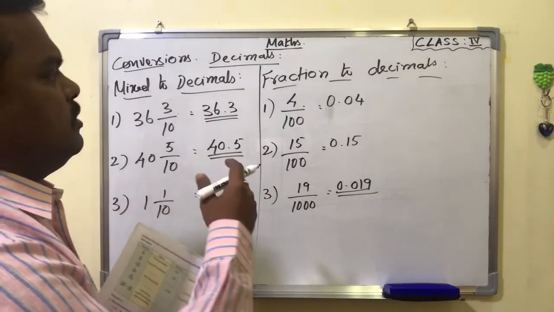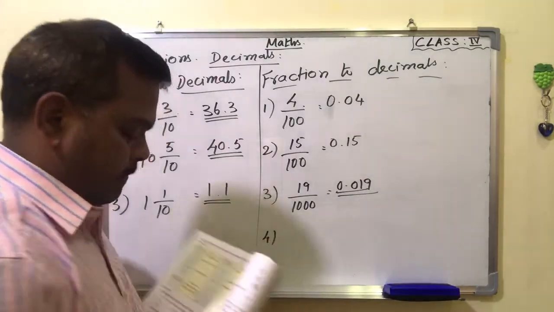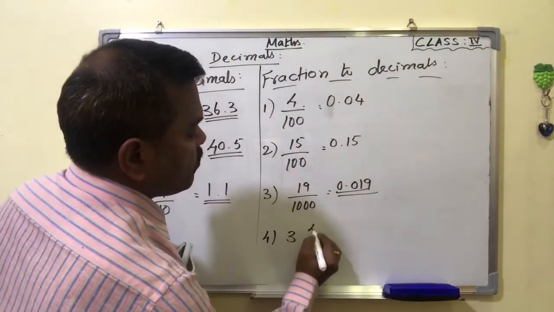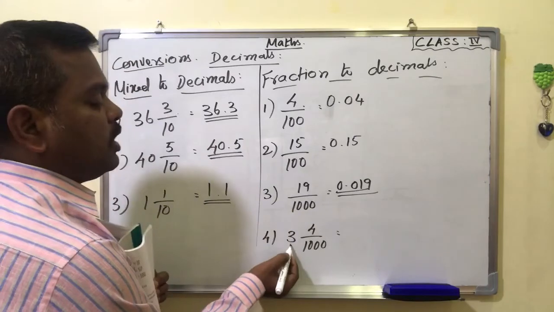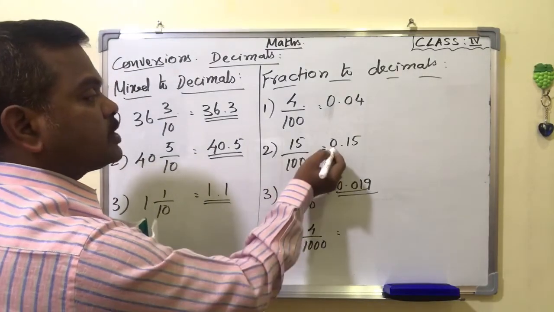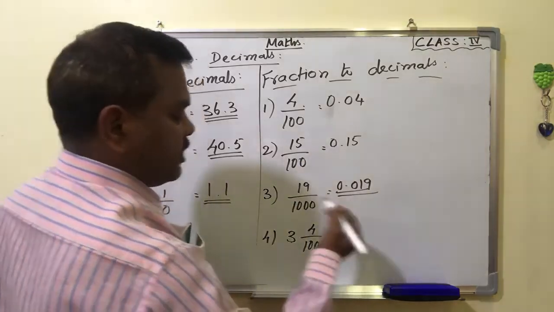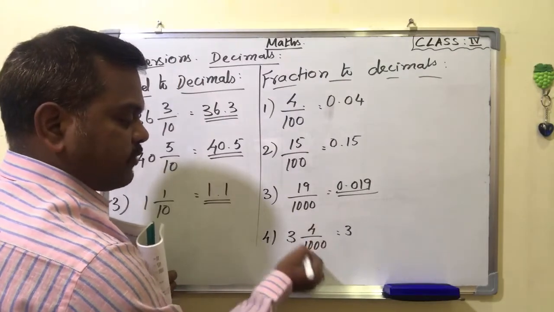One mixed number I am going to explain. Fourth question: 3 and 4 by 1000. Here a whole number is given, so this is a mixed number. The whole number is 3. In the earlier example there was no whole number, that's why you wrote 0. Here the whole number is there, just write 3. After that, we are going to convert this fraction into decimal.